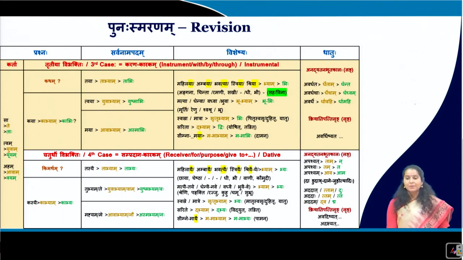Next, kimasi chaturthi vibhakti, the fourth case. Sampradana karakam, receiver: for, purpose, give, to. And it is a dative case. Tatra kim bhavati? Kimartham? A general question. Kasyai, kabhyam, kabhyaha. So, sa kimartham or kasyai adadat, did she give? Okay. So, kimartham or kasyai adadat, did she give? Sa tasyai mahilayai adadat.